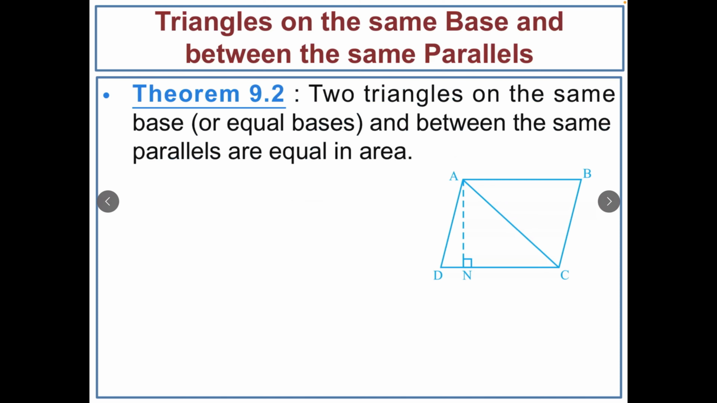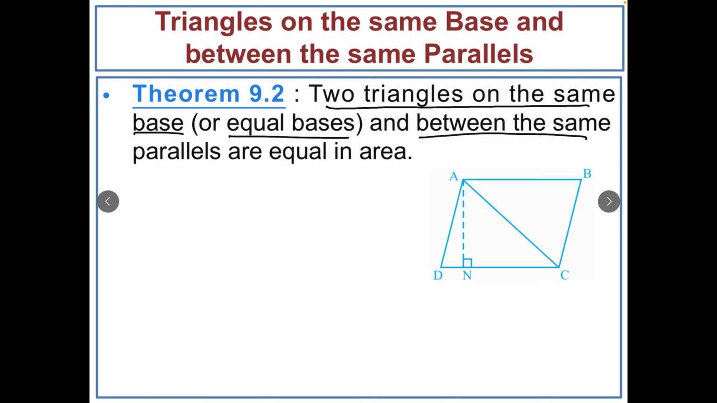The topic: triangles on the same base and between the same parallels. In this we have theorem 9.2, which says: two triangles on the same base, or you can say equal bases, and between the same parallels are equal in area. Earlier we had only one condition, where the bases had to be the same, but in case of triangles we can also have equal bases.